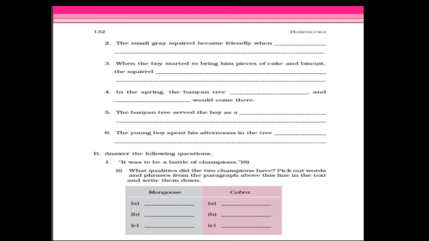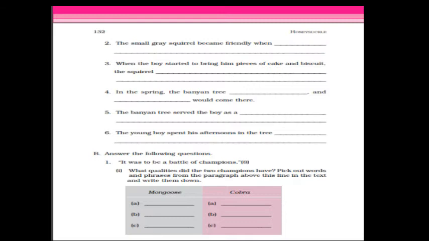So in the spring, what will happen? The banyan tree was full of small red figs, and who will come, children? Birds of all kinds would come there. The banyan tree served the boy as a reading room where he had made his little library on a crude platform. Next, the young boy spent his afternoons in the tree, propping himself against the tree with a cushion, reading storybooks and spying on the world below.